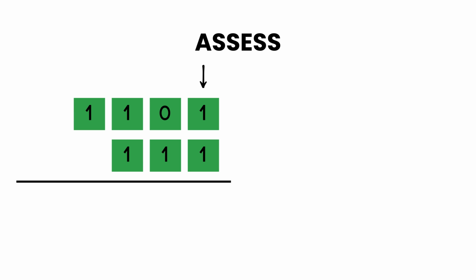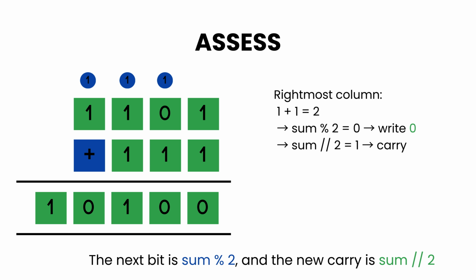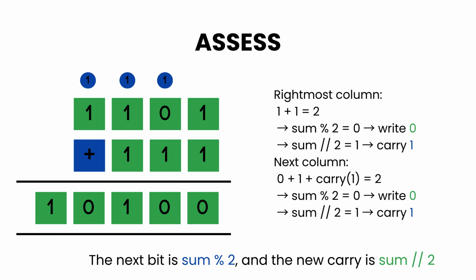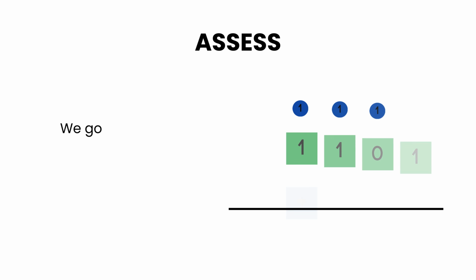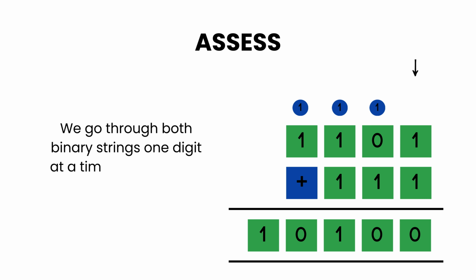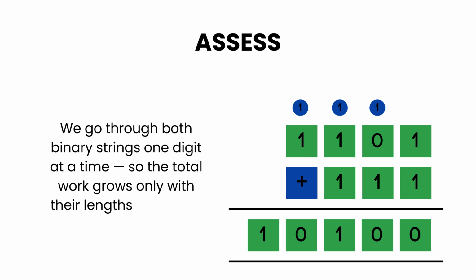Assess. Digit by digit addition is perfect. Each step adds bit_a plus bit_b plus carry. The next bit is sum % 2, and the new carry is sum // 2. This runs in O(n + m), and uses output size space. We avoid converting to big integers, which some interviewers prohibit.